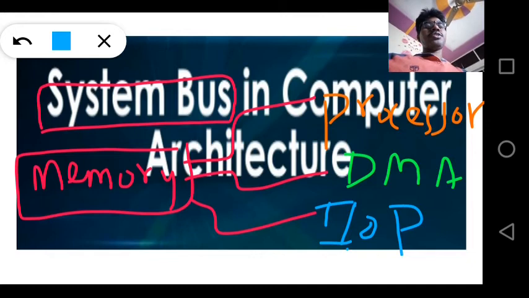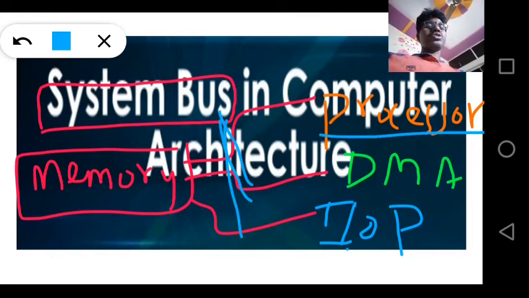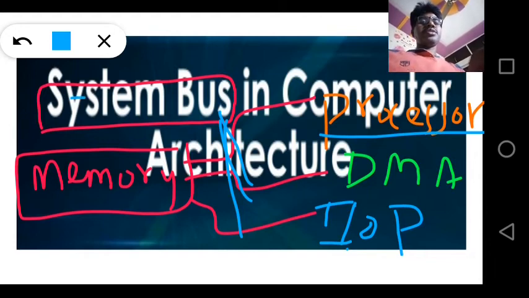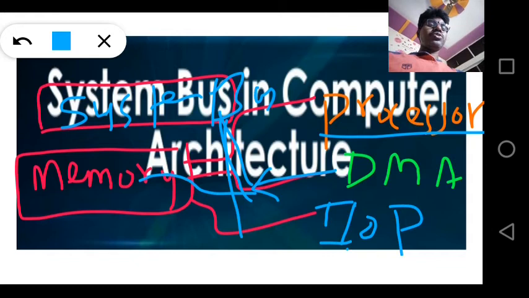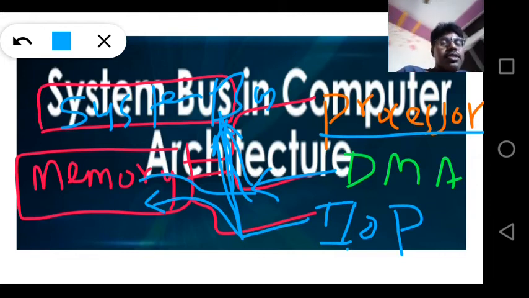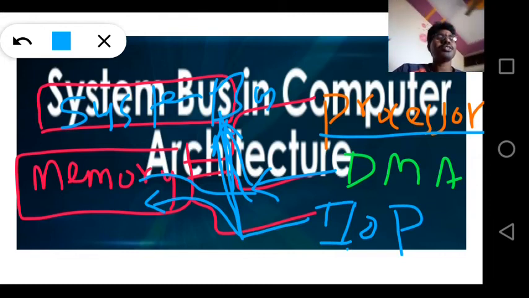So if the processor wants to communicate with memory, it has to use the system bus. If the DMA wants to communicate with memory, it has to use the system bus. Similarly, if the IO processor wants to communicate with memory, it has to use the system bus. So the system bus is very important, and it is very important to know what the system bus contains.